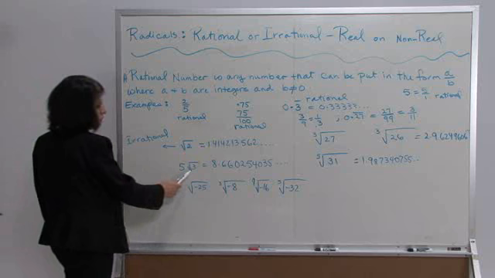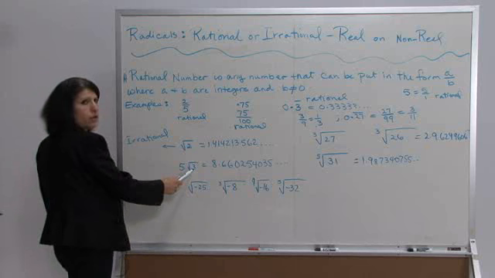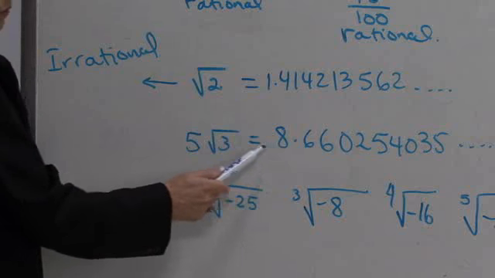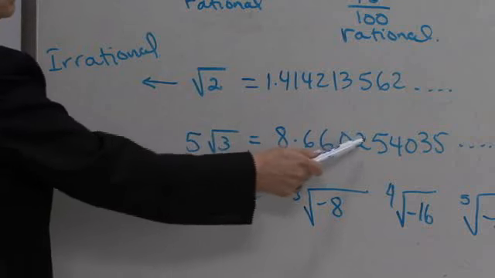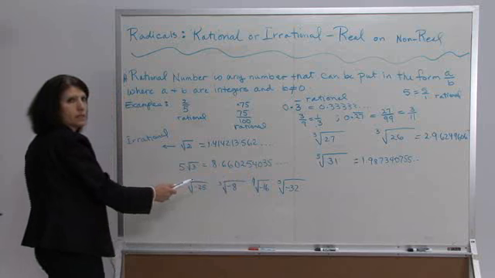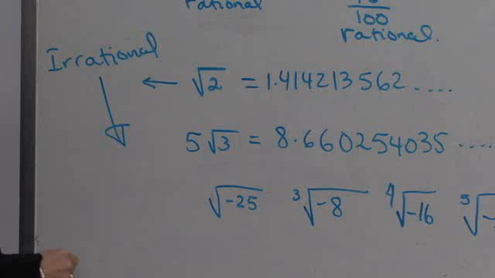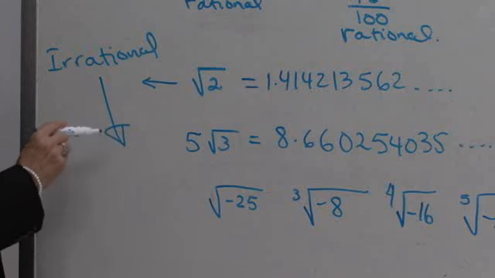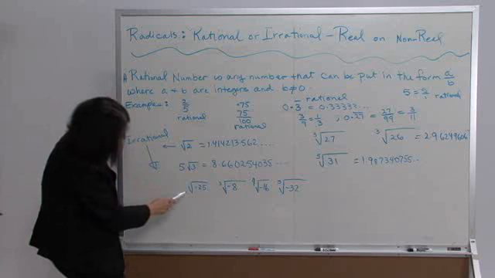Same with this one, 5 times the square root of 3. Since 3 is not a perfect square, we cannot simplify it. If you find the square root of 3 and multiply it by 5, you get 8.6602544035, and it goes on and on, does not repeat, does not terminate. So that as well is rational, is irrational. Irrational. You need to catch my mistakes. Okay.